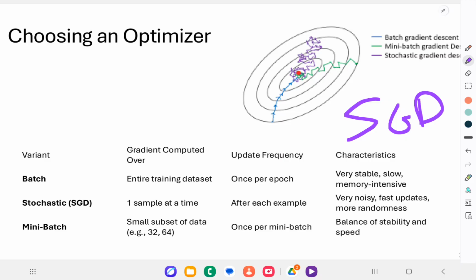Now, in the middle, and the most commonly used in deep learning, is mini batch gradient descent. We compute gradients over a small batch of samples, typically 32, 64, or sometimes even 124, and it depends on the size of the training data. This offers a good trade-off between speed and stability, and it works well with GPU parallelism. In this week's assignment, you'll do some experiments to compare these different optimizers.